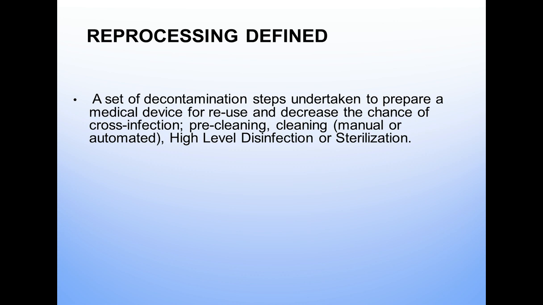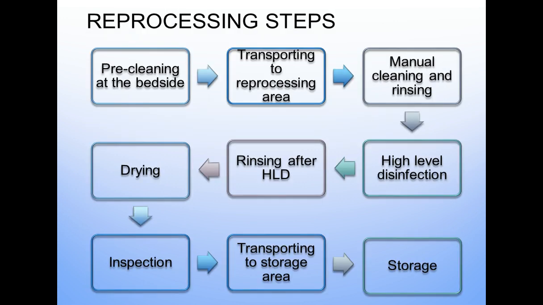So what is the definition for reprocessing? It's a set of decontamination steps undertaken to prepare a medical device for reuse and decrease the chance of cross-infection. So in order to do that, it's required that you have pre-cleaning at the bedside or the point of care, cleaning. The cleaning method can be either manual or automated, as approved by the manufacturer, high-level disinfection, or sterilization. And so again, you have to refer to the risk assessment and which Spalding classification the device comes under.